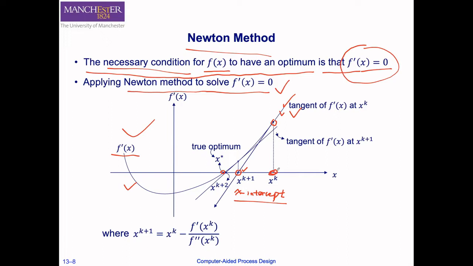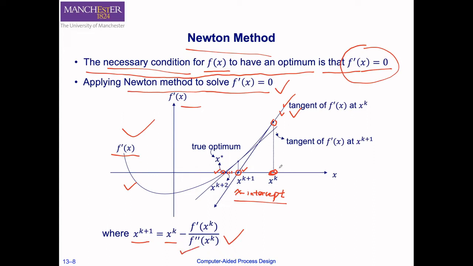If this process is iterated and we keep finding better approximations to the root, then finally we can obtain the root of the equation f prime x is equal to 0. Based on this, we can derive this formula to calculate a better approximation to the root for the next iteration based on the current approximation to the root. How can we derive this formula?